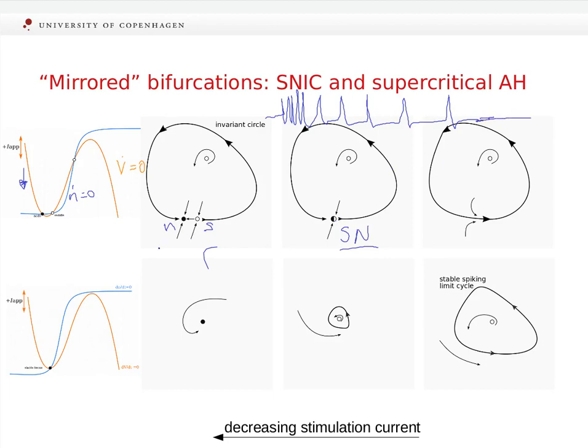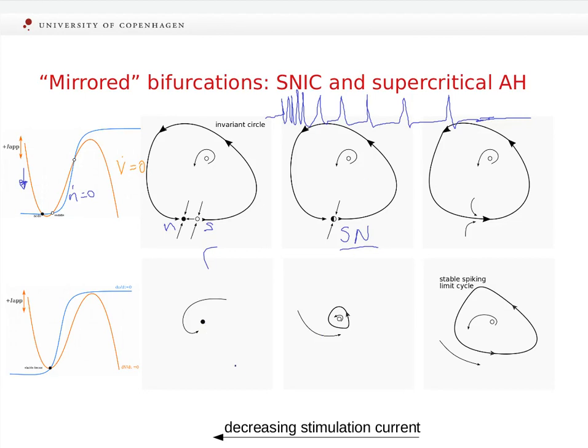Now in the supercritical Andronov-Hopf bifurcation from the spiking, we have a stable spiking limit cycle which gets smaller and smaller in amplitude until it collapses onto the unstable focus, and the focus is now stable.